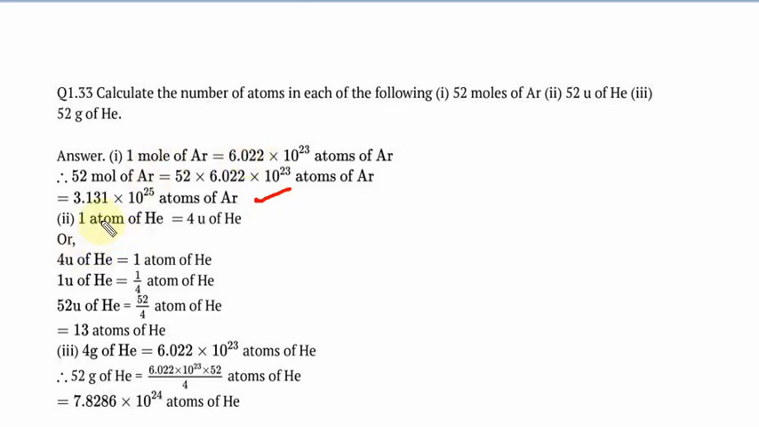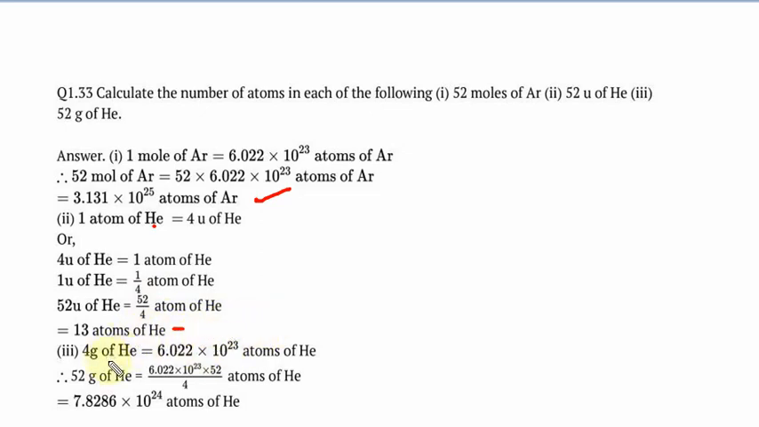In the second part, they have said 52 unified mass of helium contains how many atoms. So 1 atom of helium is equal to 4 unified mass, 4 ही होता है ना हीलियम का, ठीक है, 4 unified mass of helium, or we can say that 4 u of helium is equal to 1 atom of helium. 4 यूनिट मास किसके इक्वल है? हीलियम के 1 एटम के इक्वल है. So 1 u of helium is equal to 1/4 atom, and 52 u is 1/4 into 52, that is 52/4 atoms of helium. So when we calculate it, it is 13 atoms of helium.